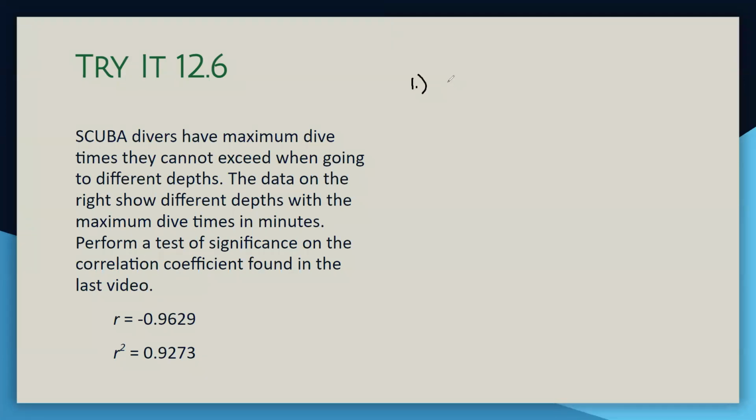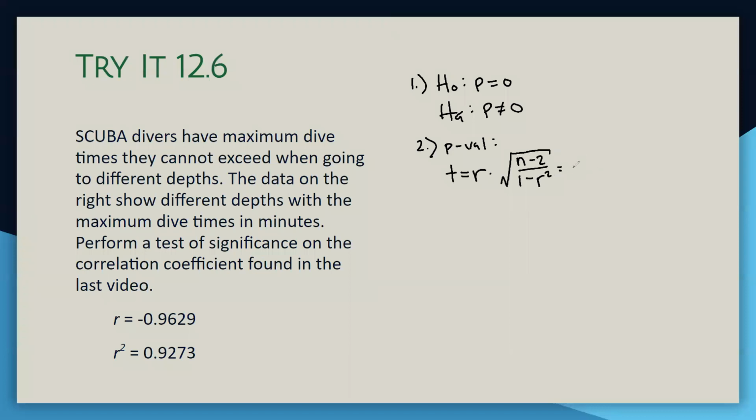And all tests of significance start the same. The null is that rho equals 0. The alternative is that rho is not equal to 0. Step 2 is where we find the p-value. And for GeoGebra, we start with that test statistic. So t is equal to r times the square root of n minus 2 over 1 minus r squared.